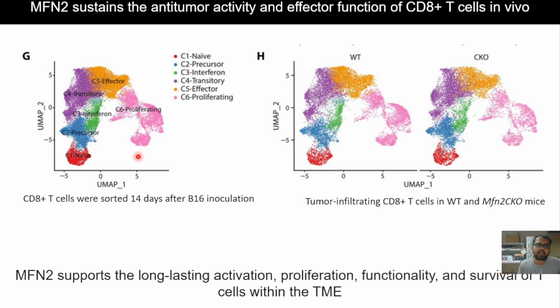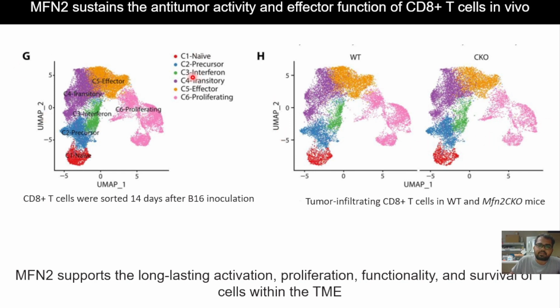Further, they isolated CD8 T cells from these tumors and did the same analysis which they had done with the CD8 T cells isolated from human samples, and they found a similar trend, as they found in MFN2 high and MFN2 low tumors. They found that in the knockout, similarly, the activation markers are decreasing.